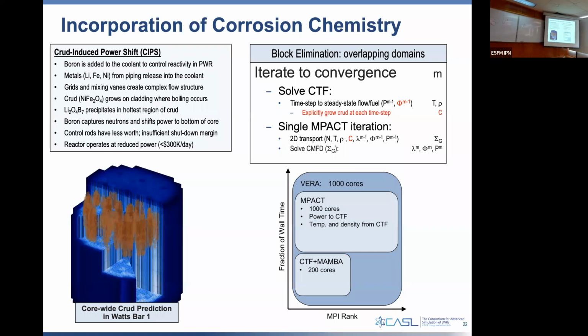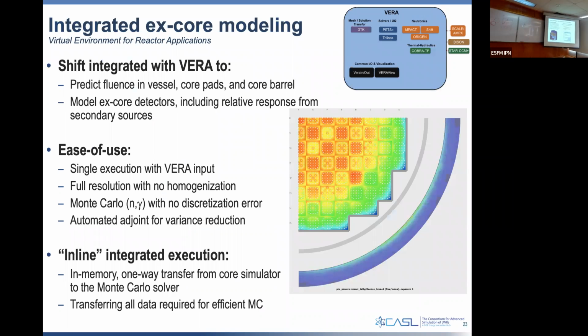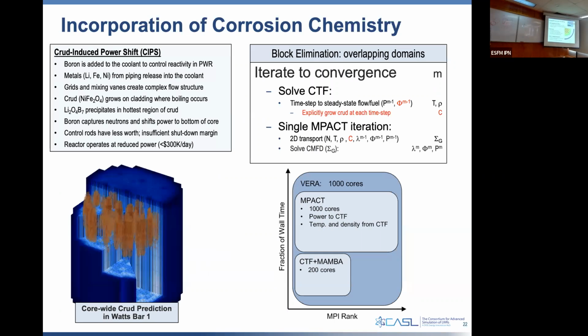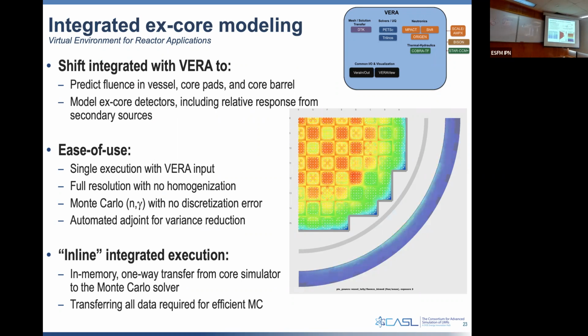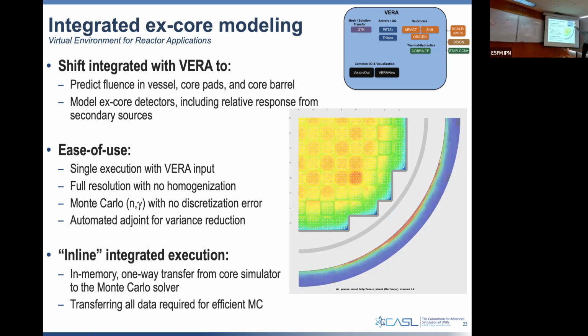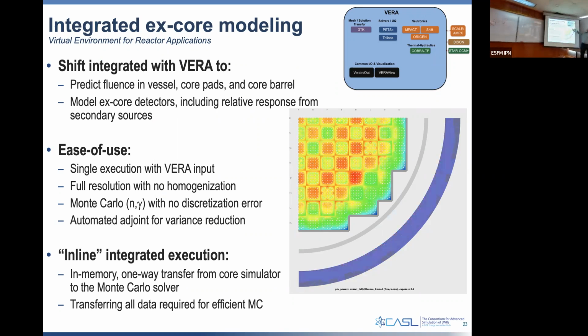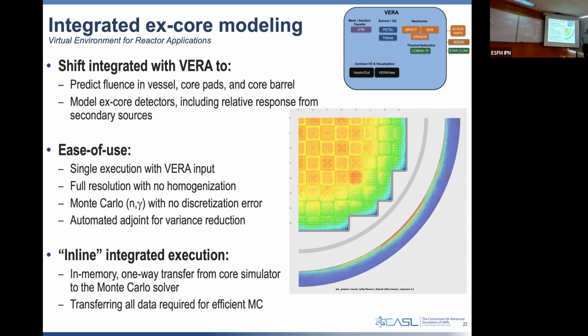All right, so actually, I'm just going to highlight that. Nope, I don't have the picture up here. So, up here, when we jump to integrating with X-core modeling, if we looked at the Vera picture for the CRUD capability, it was exactly like just the normal core simulator capability, except it added the chemistry piece.